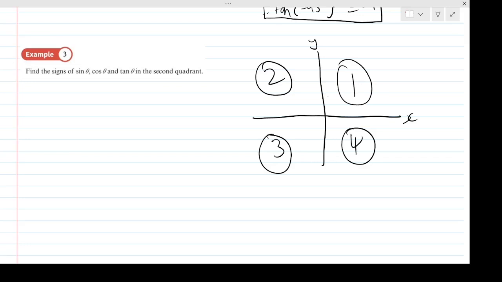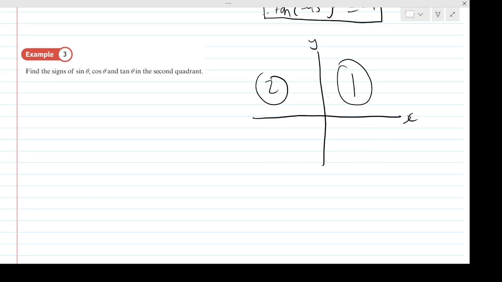Now, it's saying in this question, find the sign in the second quadrant. So what we're going to do is consider a generic angle in this circle, in this space here, the second quadrant. So if I draw a typical triangle, and make it somewhat neat, there we are, so an angle theta, which is in the second quadrant.